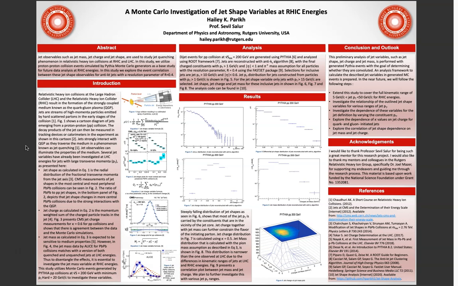Over the past few months, I have been working with the relativistic heavy ion group at Rutgers. My task was to run Monte Carlo simulations to investigate jet shape variables at the Relativistic Heavy Ion Collider, that is RHIC. It is known that relativistic heavy ion collisions at the Large Hadron Collider, that's the LHC, and at RHIC result in the formation of a strongly coupled medium called the quark-gluon plasma, that is QGP.